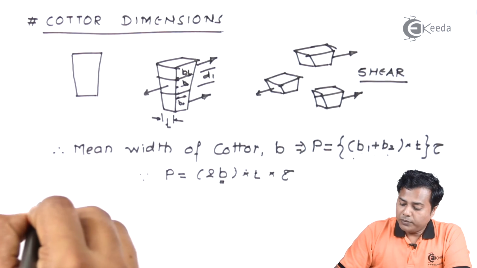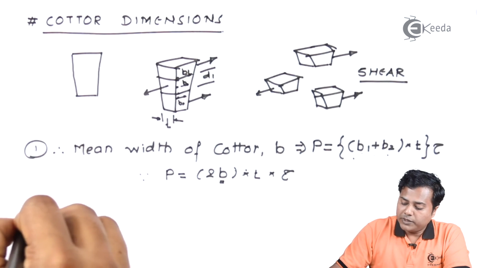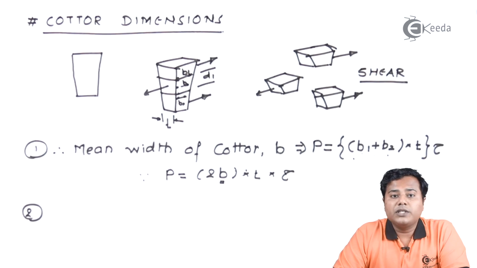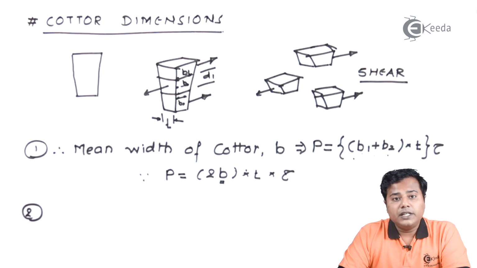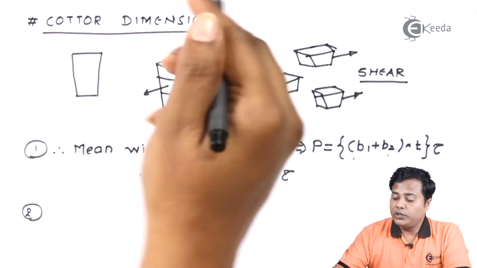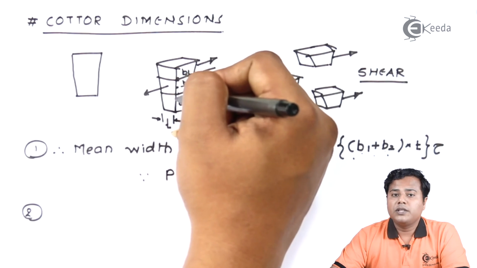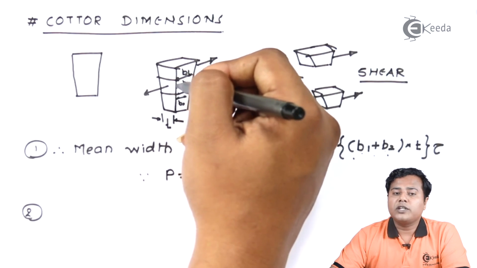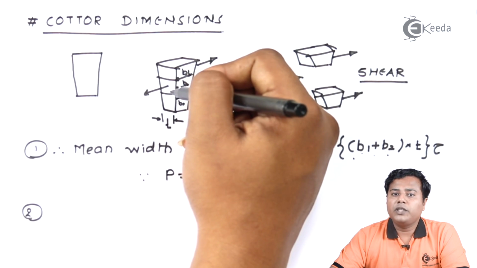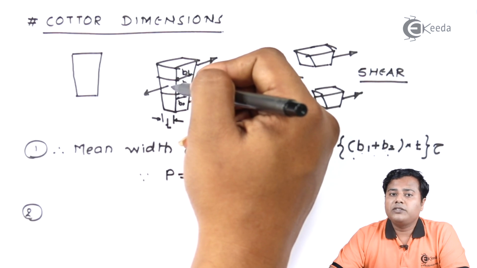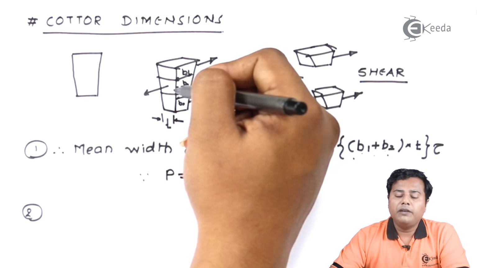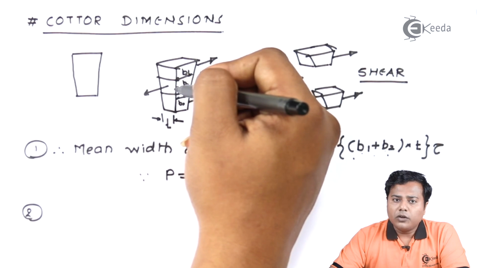The second and the last formula that we are going to use for Cotter dimension is, we need to check whether the Cotter is going to fail under the given load or not, and for that it's called checking the Cotter under bending stresses. We know that this Cotter is going to have a certain length, and the loads acting are transverse to this. Whenever there is some member which experiences transverse loading, it is possible for it to sustain bending stresses, and that's why we need to check the bending failure for this particular Cotter.